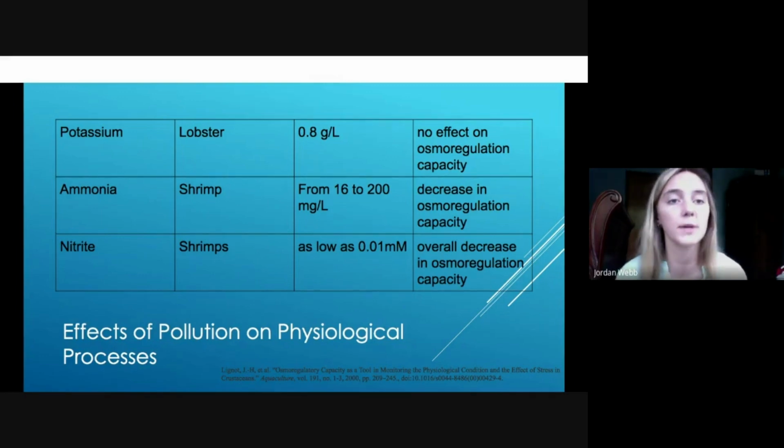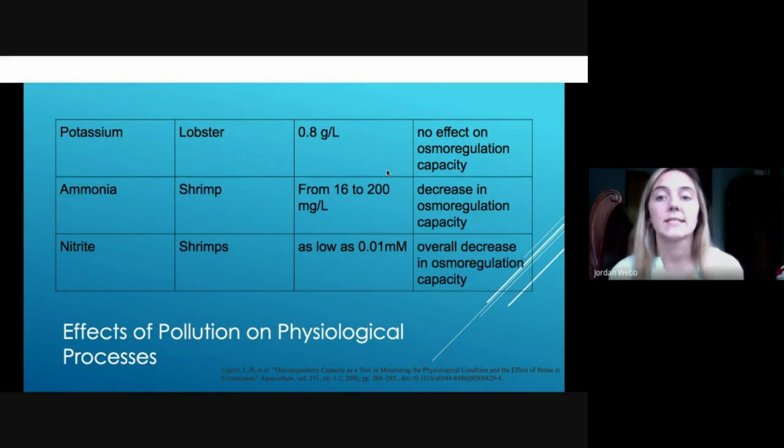I just picked 3 pollutants from his paper that pertain more to our study, which is potassium, ammonia, and nitrite. He used 2 different crustaceans, lobster and shrimp, and he used various levels of the pollutant. As you can see, with potassium, there was no effect on its osmoregulation capacity. But with ammonia and nitrite, it did affect their osmoregulatory ability. In fact, it decreased their osmoregulatory ability.